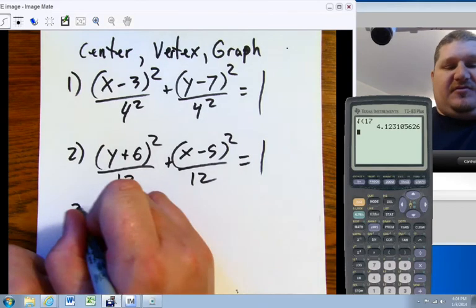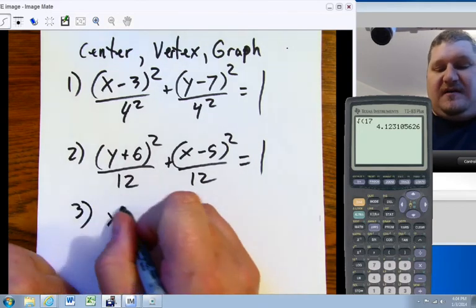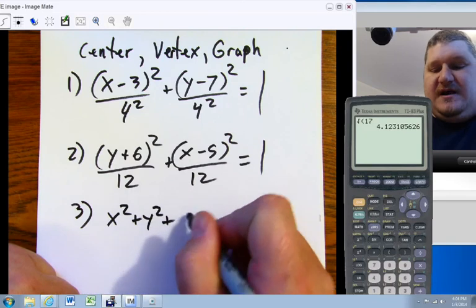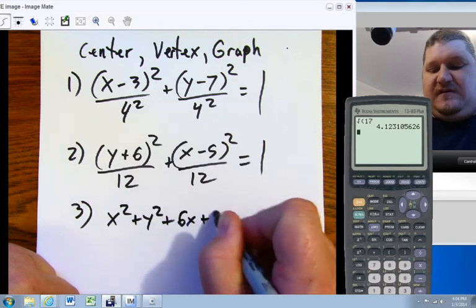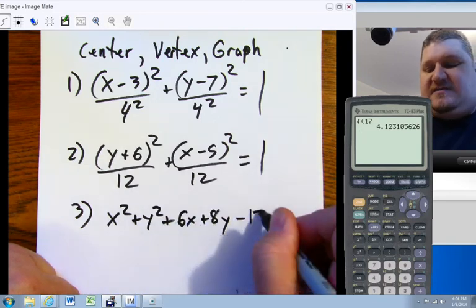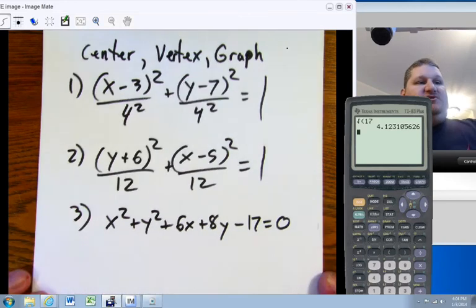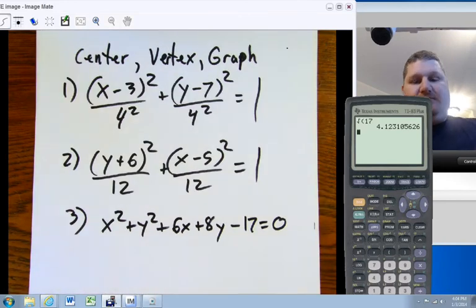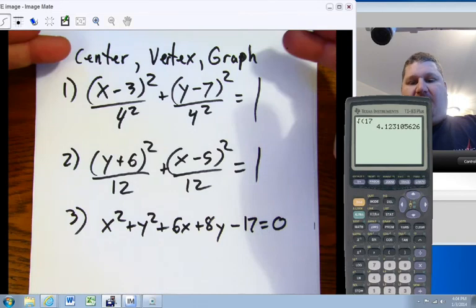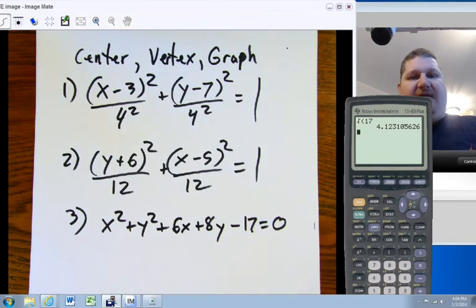For number 3, we're going to go with x squared plus y squared plus 6x plus 8y minus 17 equals 0. So, pause the video, write down the problems, do the homework, have it available for class.